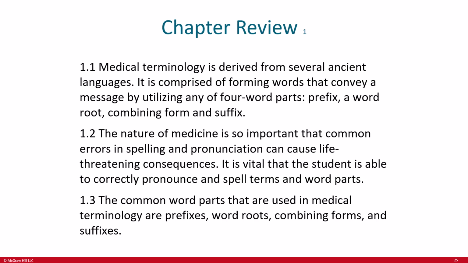So let's quickly go over a chapter review. So what have we learned? Medical terminology is derived from several ancient languages. Remember, Greek and Latin. It is comprised of forming words that convey a message by utilizing any of the 4 word parts, those being prefix, a word root, combining form, and a suffix. We also learned the nature of medicine is so important that common errors in spelling and pronunciation can cause life-threatening consequences. It is vital that the student is able to correctly pronounce and spell terms and word parts. Student being you. The common word parts that are used in medical terminology are prefixes, word roots, combining forms, and suffixes. Do you see that repetition there?